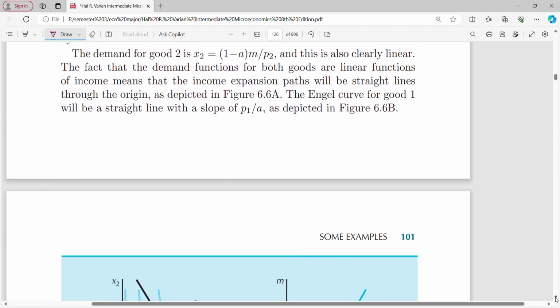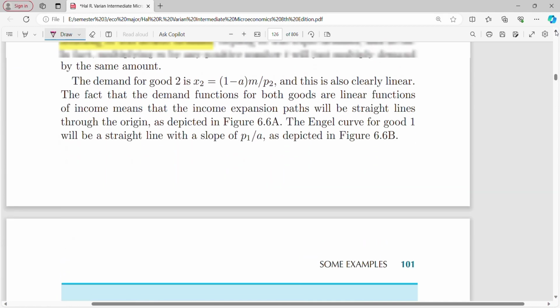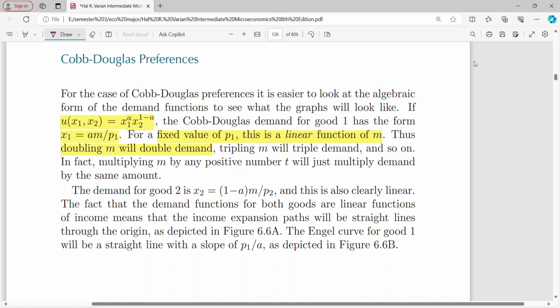And next is Cobb-Douglas. For Cobb-Douglas, first of all, look at the definition. In the last class we explained the Cobb-Douglas preference in great detail, so please watch the last class. And this is the utility function of Cobb-Douglas. We have studied that already, and we know the demand for good one will be of the form x1 equals aM by p1.